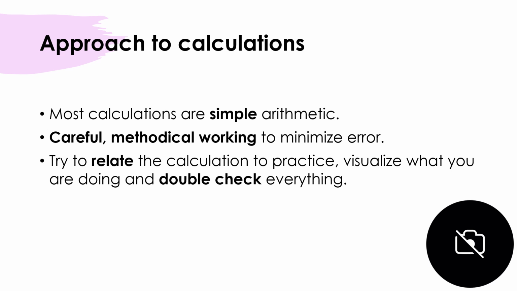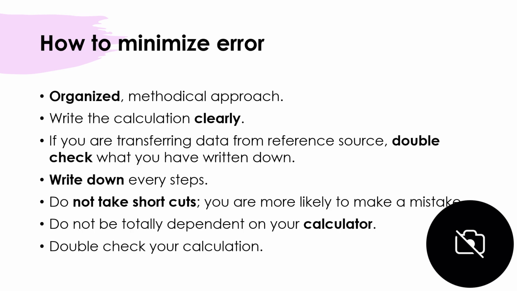Of course, whenever you compound medicine, you will see pharmaceutical calculation. Always do it carefully and try to relate it with the practice. And remember, always double check every calculation. In order to minimize the error, whether in compounding or in calculation, you have to do it in an organized manner. So you have to write clearly, double check, write down everything, and do not take any shortcut. Do not rely 100% on your calculator because sometimes you can always check using your brain.